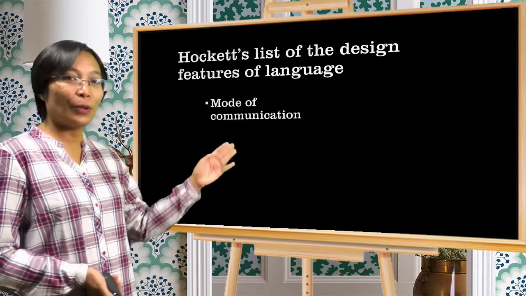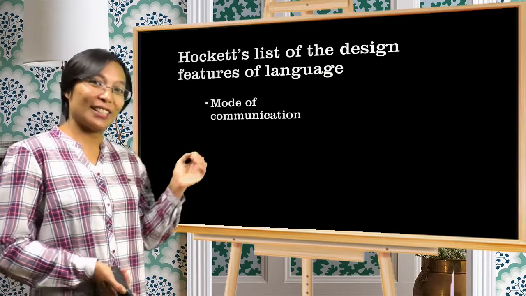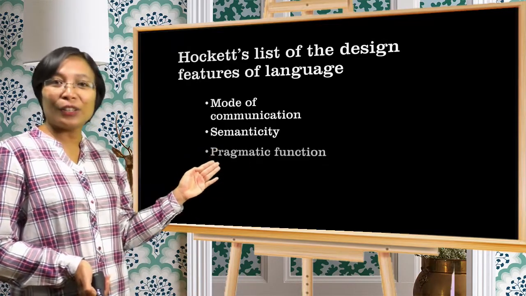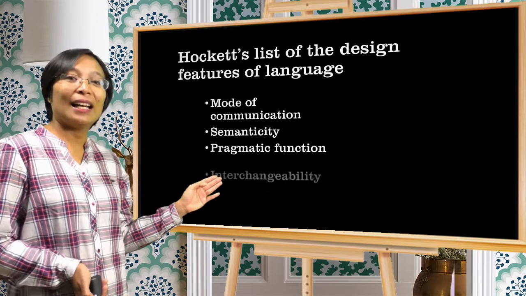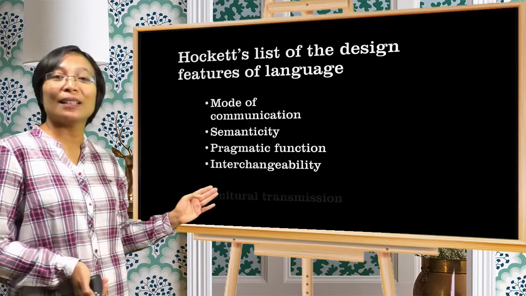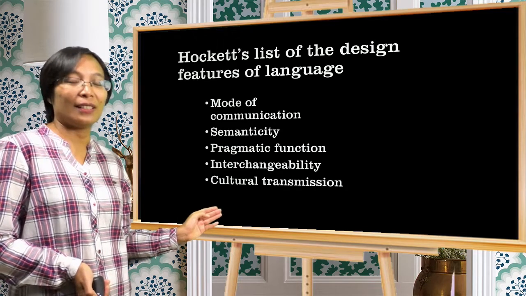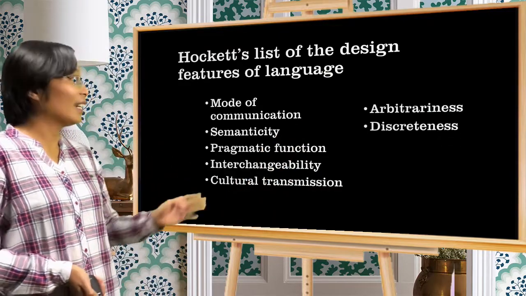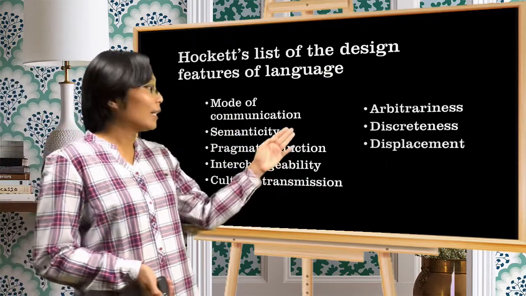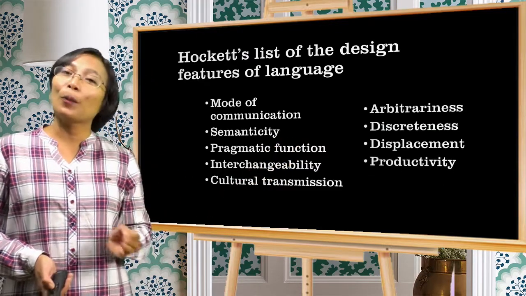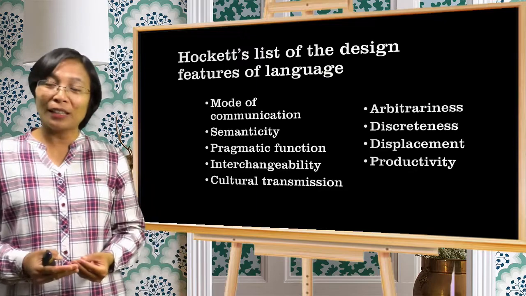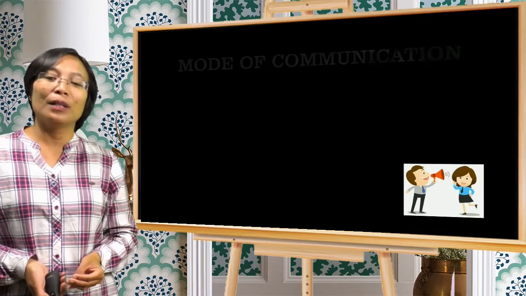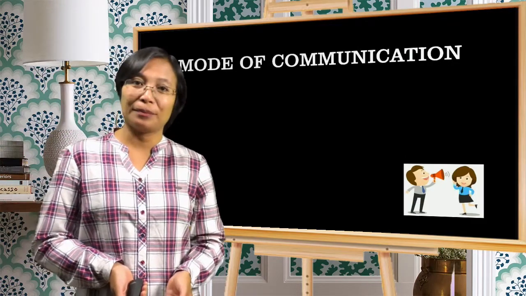The first one is what we call mode of communication. Then the second one is semanticity. The third one is pragmatic function. And then we have interchangeability, cultural transmission. We also have what we call arbitrariness, and then discreteness, displacement, and productivity. We'll talk about the features one by one. Let us start from mode of communication.